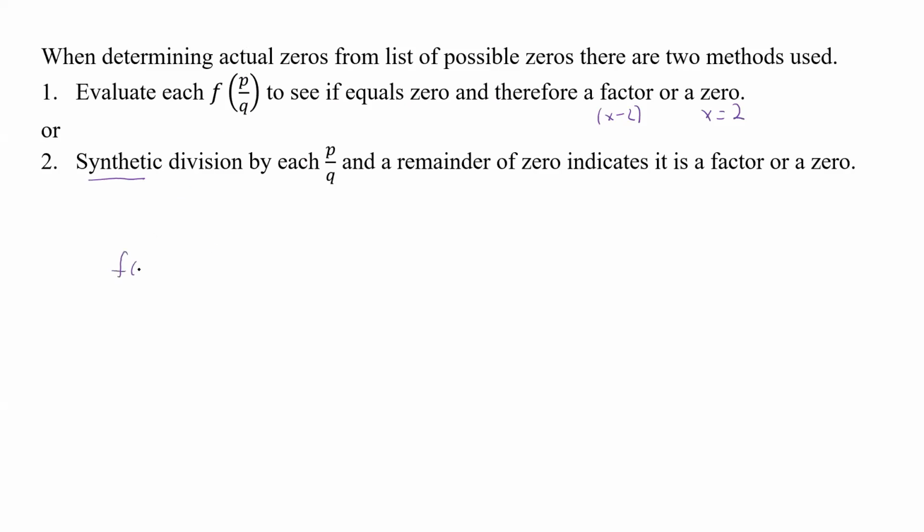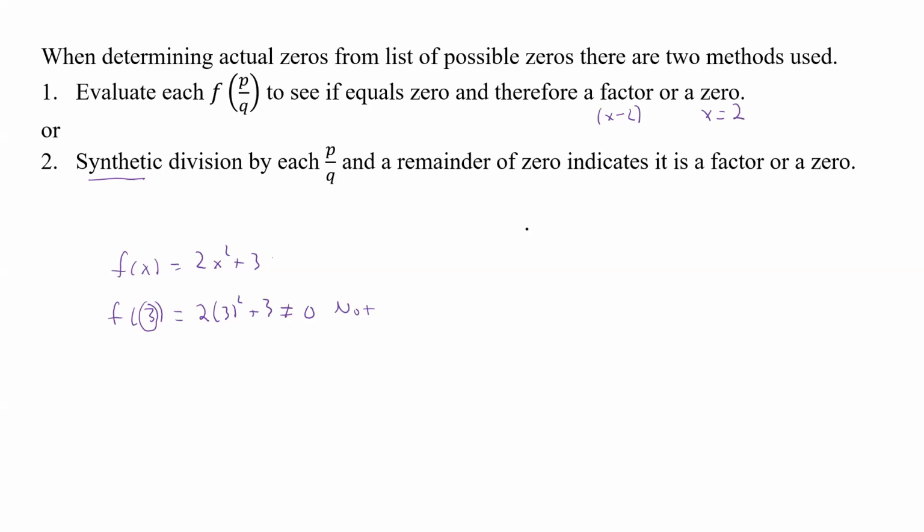So say we have f of x equals, I don't know, 2x squared plus 3, and we say one of our values is 3. We want to see, is that a zero? Well, then we plug it in and say 2 times 3 squared plus 3. Well, that's not equal to 0, so that's not a factor. So when you plug in p over q, if this equals 0, then it's going to be a factor.